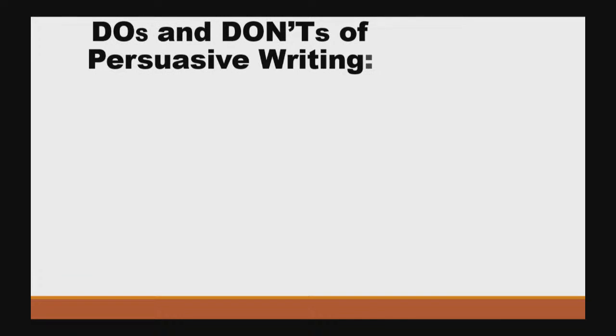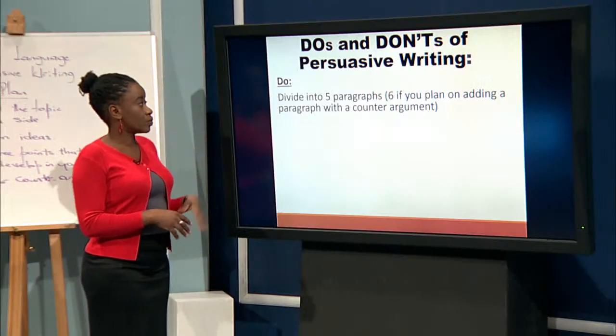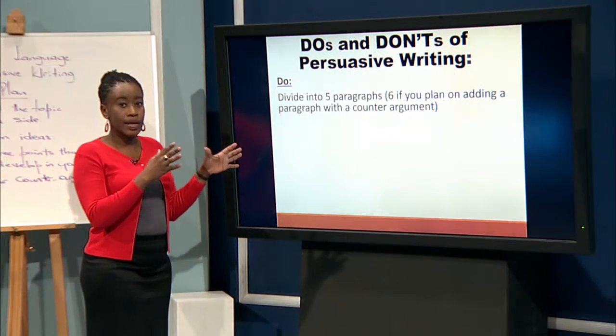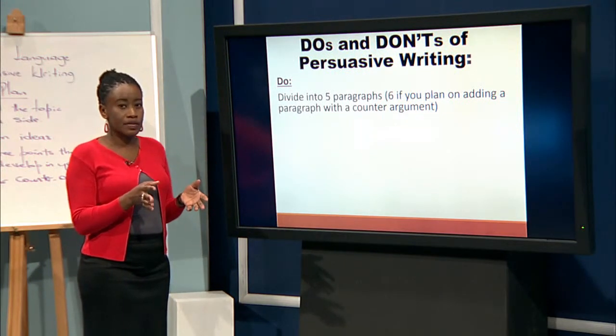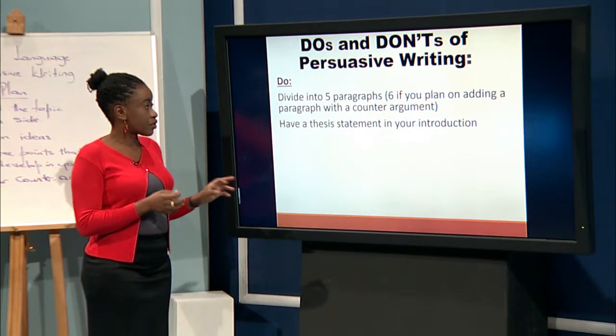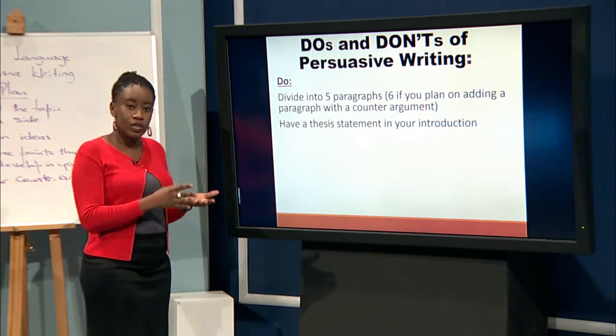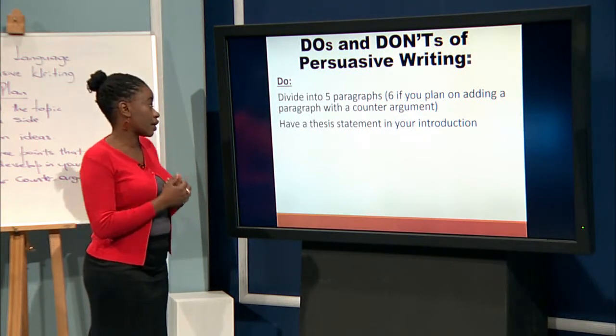Now, the do's and don'ts of persuasive writing. When you are writing an argument or presenting an argument, the writing aspect now, divide your essay or your discussion in 5 paragraphs. So that way you can systematically develop your essay. All right, and remember your counter argument. It creates a balance and it shows that you are also aware of the other side of the argument.